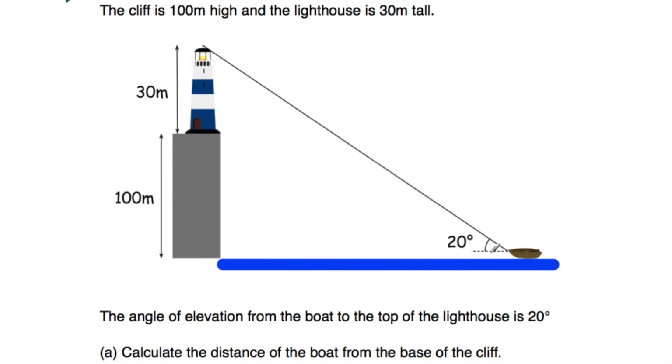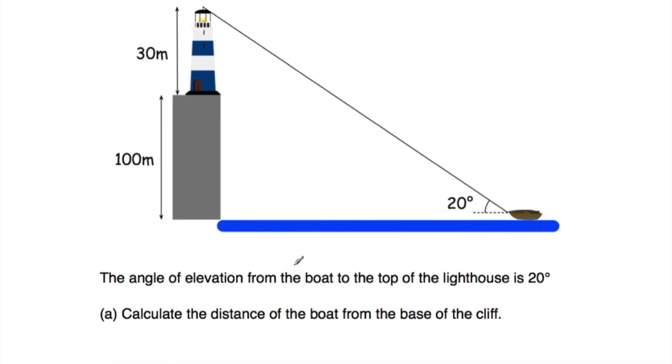So in other words, the angle between the horizontal and the line that is directly between the boat and the top of the lighthouse is 20 degrees. And then part A says, calculate the distance of the boat from the base of the cliff. So we want to find this distance here.